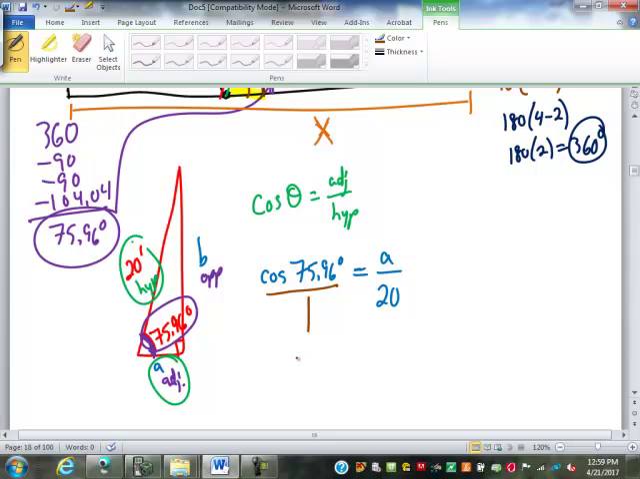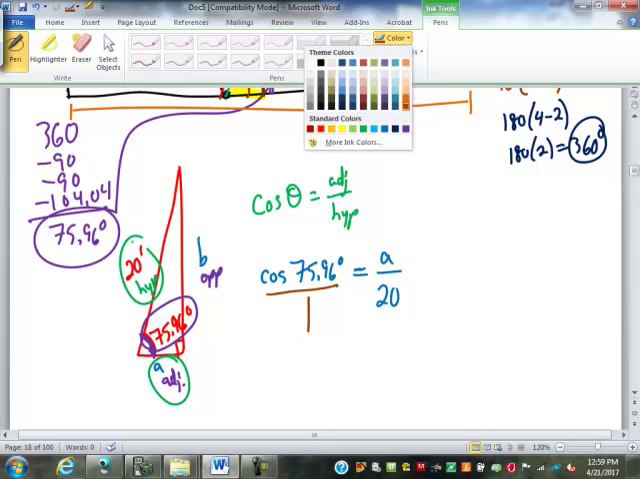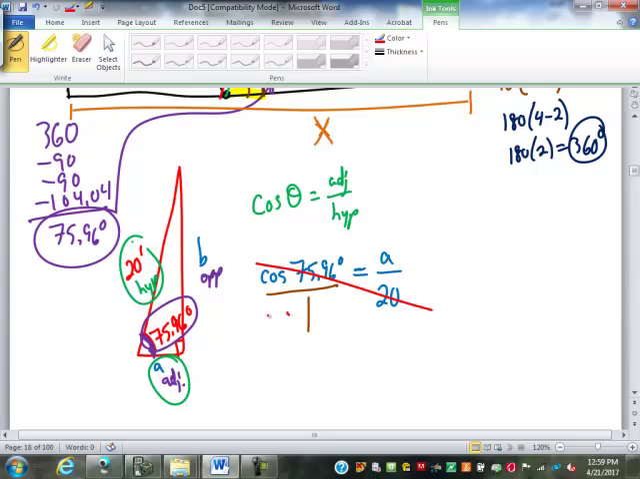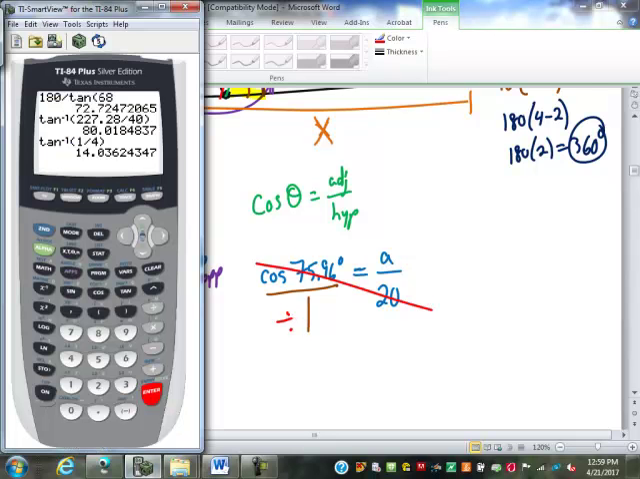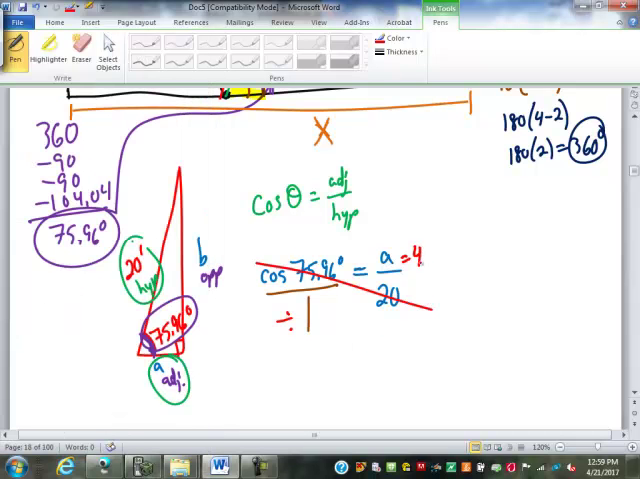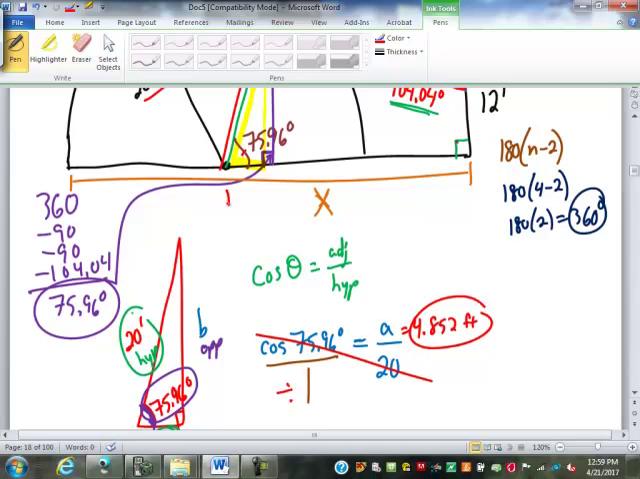I put it over 1 to make a proportion. And cross multiply and divide. Cosine of 75.96. Make sure I close the parentheses. Times 20 divided by 1. 4.852 feet. That's A. Now, of course, that is this dimension right here. Correct? Yes, it is.